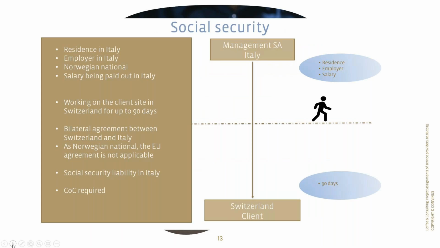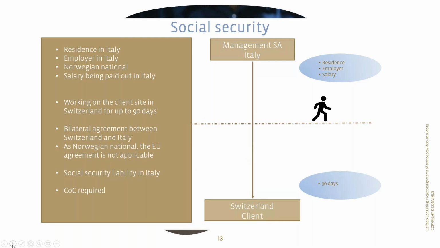Now, Social Security wise, we said he is a Norwegian national, and from a Social Security perspective, one of the key things we have to look at is the nationality, the country he is residing in, as well as the country he is working in. So we have, he is a Norwegian national, working in Switzerland, residing in Italy. We do not have three countries which are all EU member states.